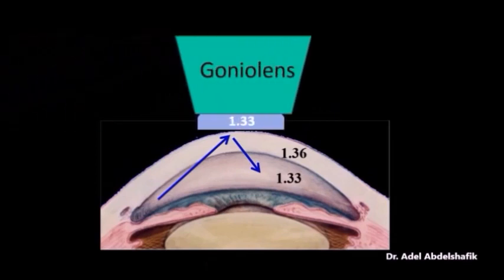When a gonio lens is applied, air will be replaced by tear film or methylcellulose. Both have a high refractive index close to that of the cornea. Thus, rays coming from the angle will pass through and reach the examiner's eye.